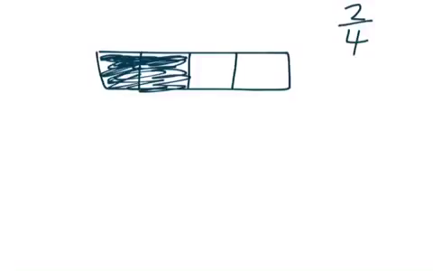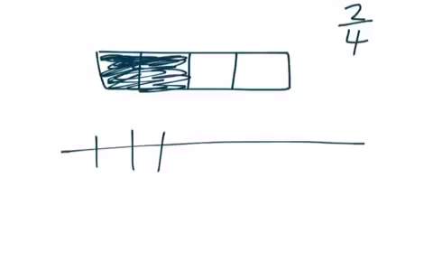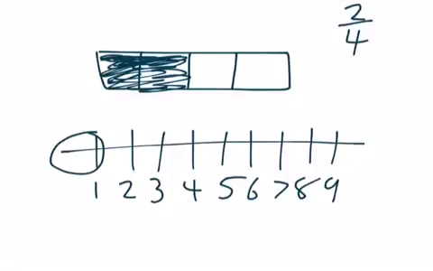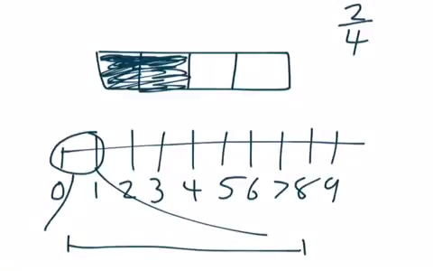We are moving into learning fractions on a number line. A normal number line would just look like this, with 1, 2, 3, 4, 5, 6, 7, 8, 9, something like that. But what we're doing is taking just 0 to 1 and expanding it out. So 0's over here and 1's over here, and we're going to be talking about fractions in between.